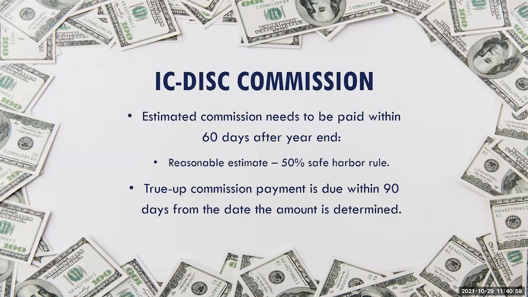But you probably don't have taxable income even within 60 days after year end. And so it might be July, August before you know your taxable income and before you know that final commission amount. So if you underpaid the commission by February, then you have what's called the 90-day commission, which is the true-up payment that you have to make within 90 days of the date that you determine what that amount is. And then the combination of your 60-day commission and your 90-day commission would equal your final total commission.